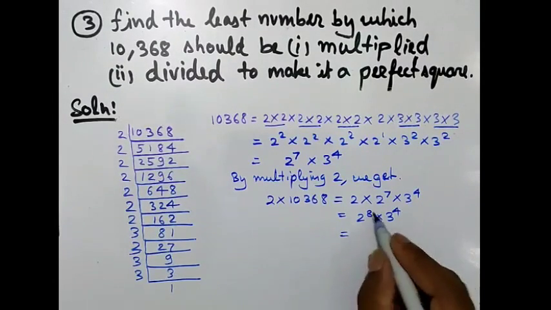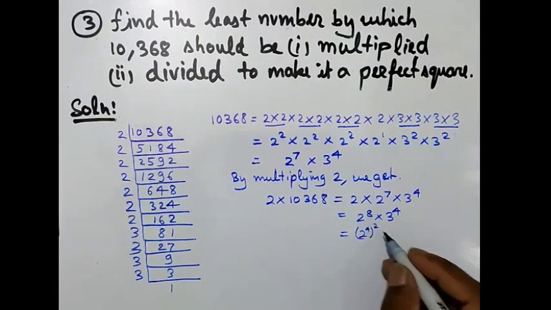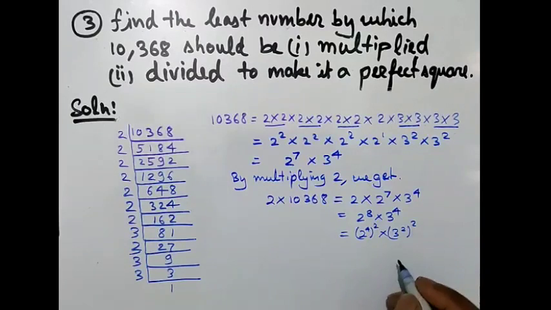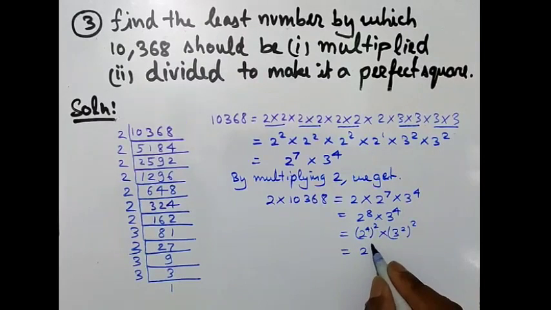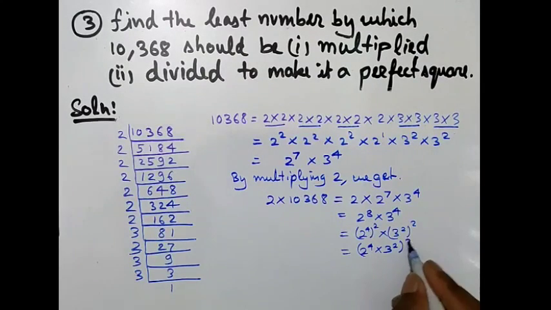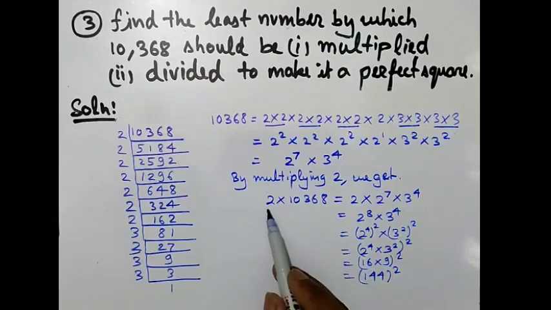Now let's take out the squares and make it a whole square. So 2 to the power 8, I can write as 2 to the power 4 whole square, and 3 to the power 4, I can write as 3 square whole square, and take the whole square common in both the numbers. So 2 to the power 4 into 3 to the power 2, whole square. So 2 to the power 4 is 16, 3 to the power 2 is 9, whole square, 16 times 9 is 144, so it is 144 square. So if we simply multiply 2 with this number, the number that you will get is a perfect square number.